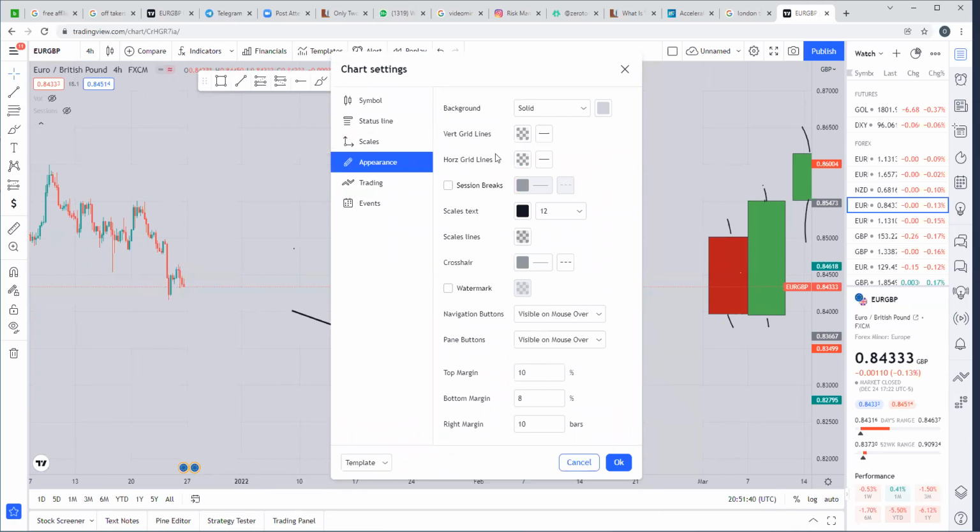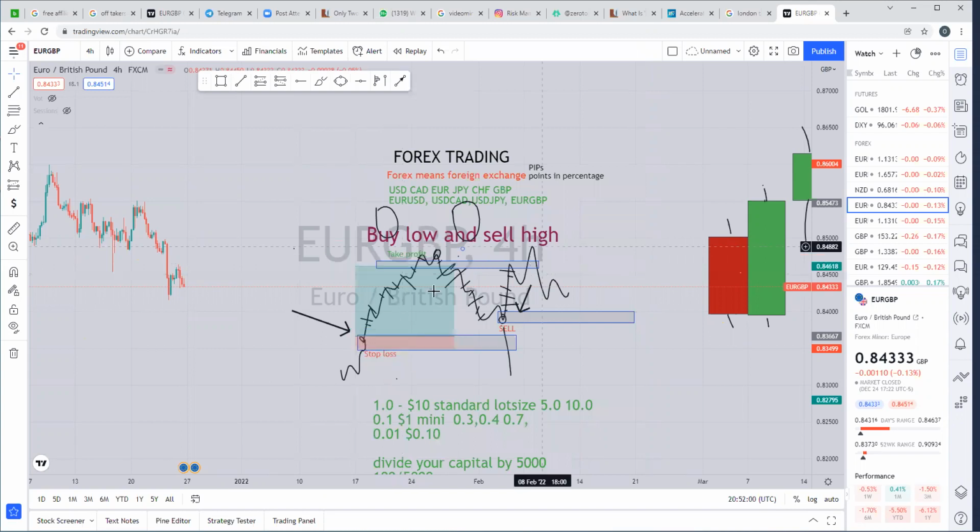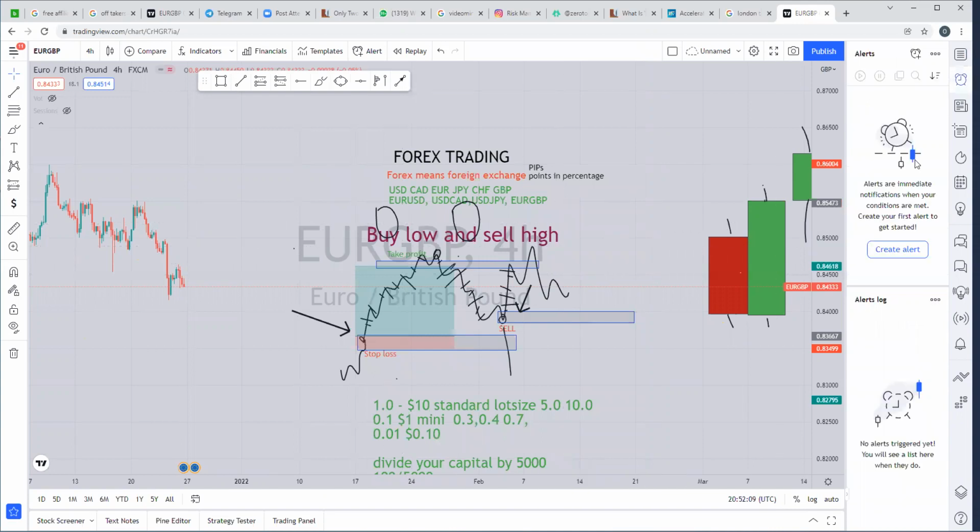You can take a screenshot of this the way it is, if you want to copy my background. I'm going to be waiting. You can put a watermark so that it's going to be showing in the background. It's showing Euro GBP in the background, and I have put my name. There are so many things you can do, and this is where you set alerts. So set an alert, maybe buy alerts, create an alert.